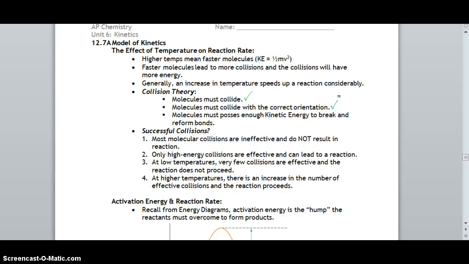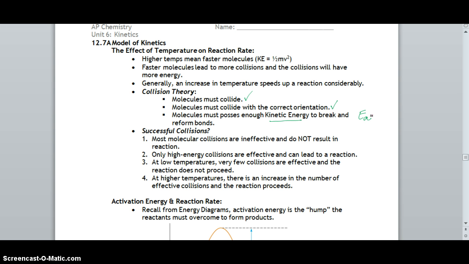We'll actually circle back to that and talk about what it means to have the proper orientation to react. And then the last part of collision theory was that the molecules must have enough kinetic energy to break and reform bonds. And that we talked about as our activation energy.